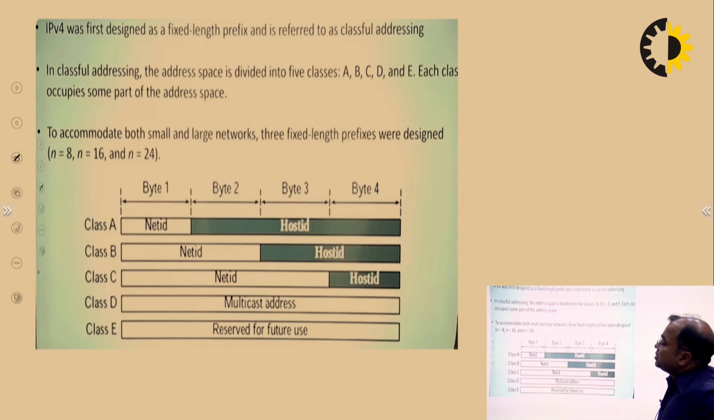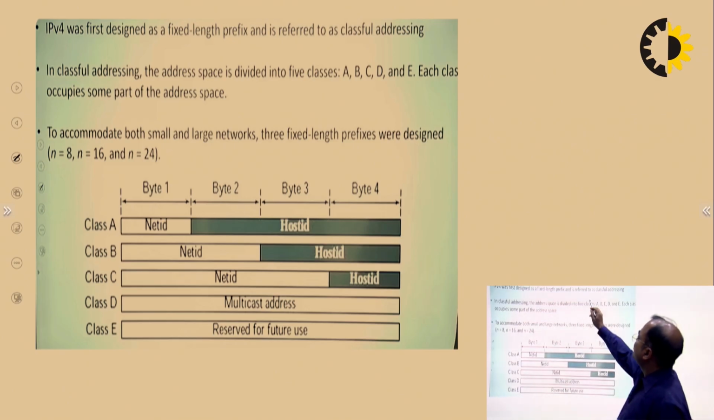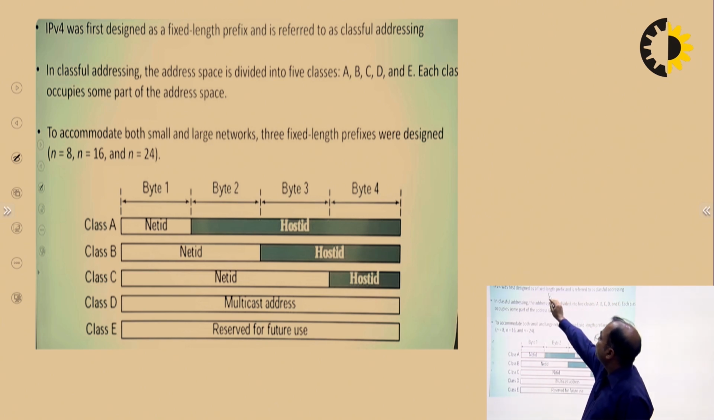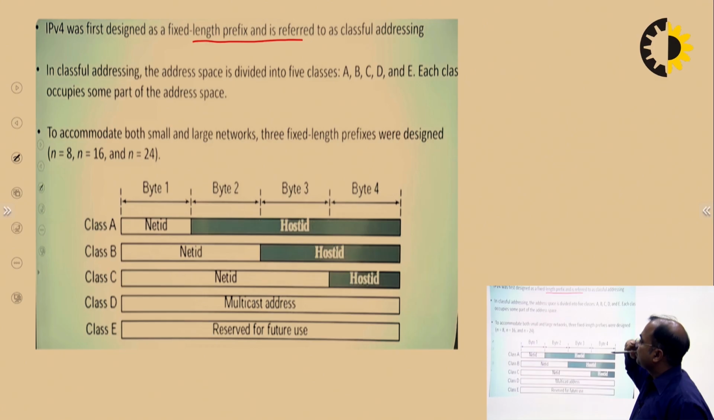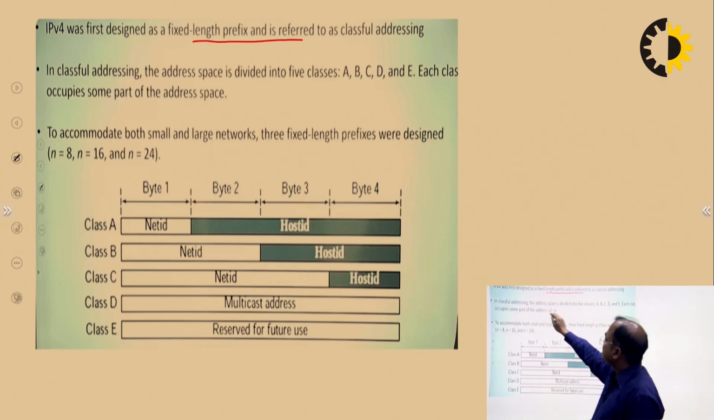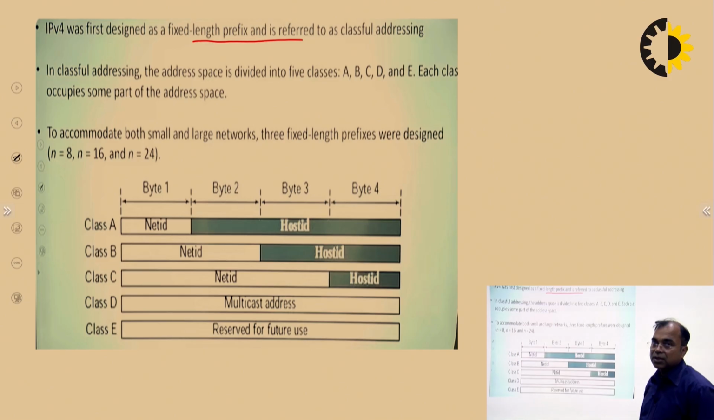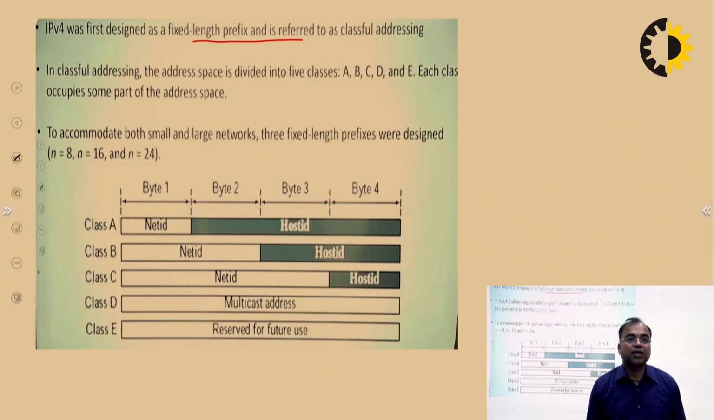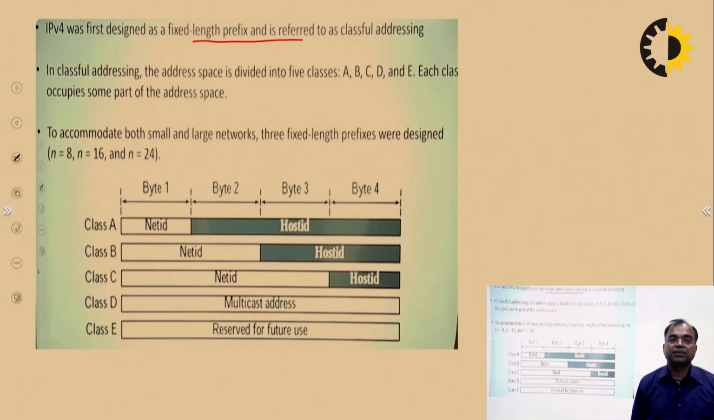IPv4 was first designed with a fixed-length prefix and is referred to as classful, meaning there is a fixed length for the prefix and suffix. In classful addressing, the address space is divided into 5 classes: A, B, C, D, E, and each class occupies a part of the address space. First we are concerned with accommodating both small and large networks, so 3 fixed-length prefixes were designed, meaning we fixed A, B, and C as the prefix and suffix so that we can connect our computer to the network. In the start it was designed like that.